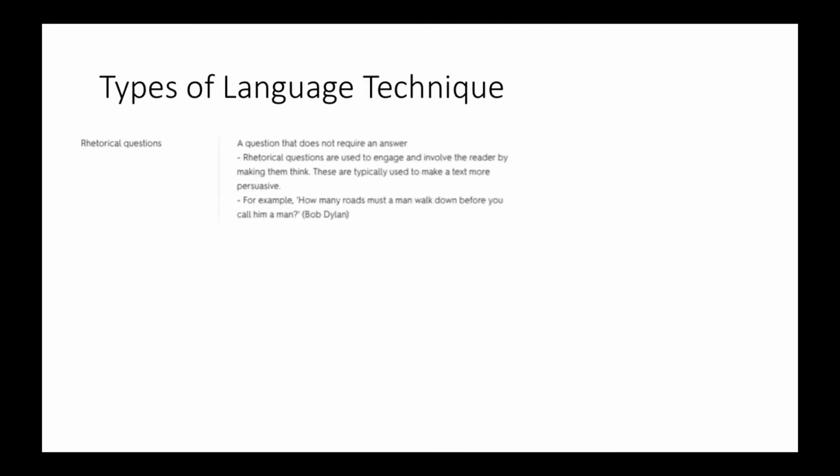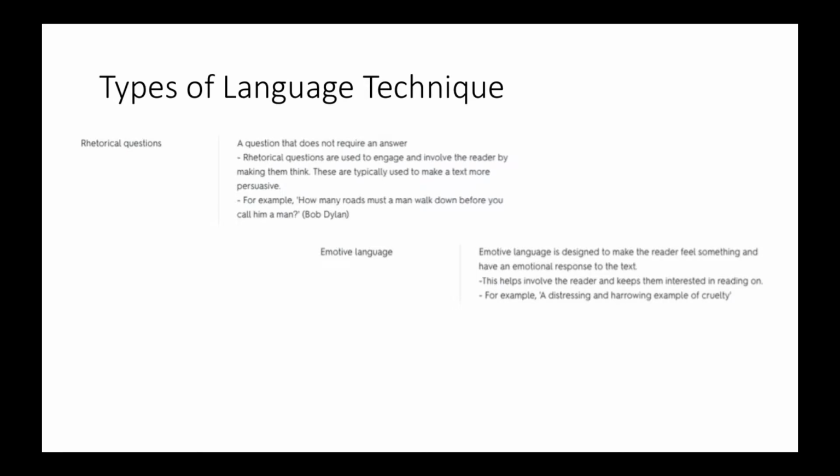So then we have rhetorical questions. These are the ones that you can find really easily in a source document because they always end with a question mark. They don't actually want you to answer the question, they're just giving you something to think about. So rhetorical questions are used to engage and involve the reader by making them think. These are typically used to make a text more persuasive. For example, how many roads must a man walk down before you call him a man? Bob Dylan.